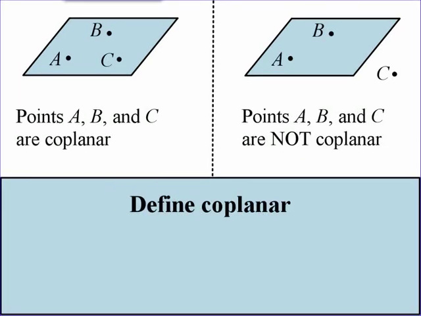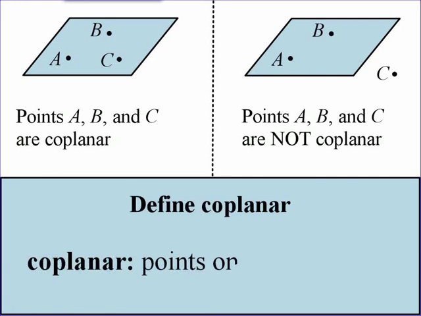So what do we think coplanar means? Yeah. All the points are on the same plane, right? Okay, points on the same plane. So collinear, same line. Coplanar, same plane.